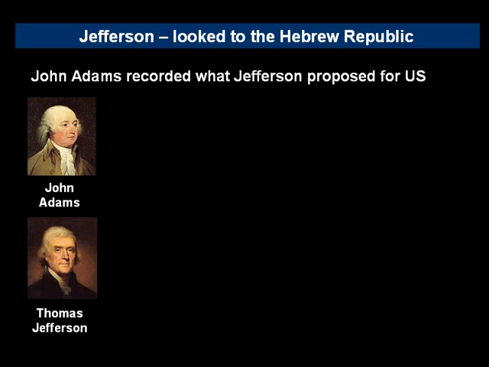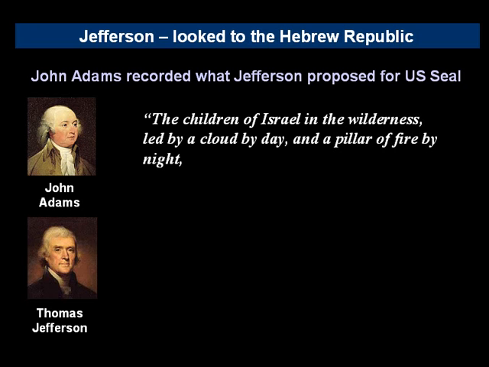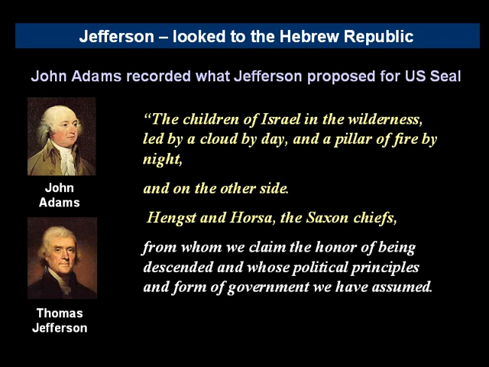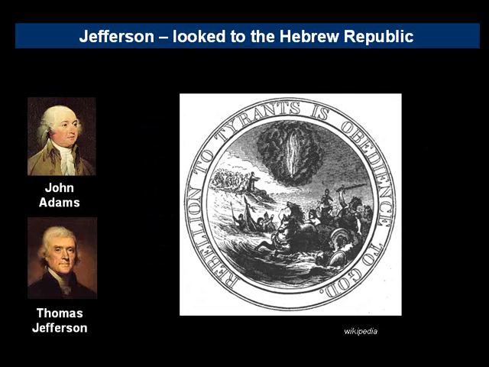John Adams said this. He recorded what Jefferson proposed for the U.S. seal. This was what Jefferson said: "The children of Israel in the wilderness led by a cloud by day and a pillar of fire by night. And on the other side, Hengst and Horsa, the Saxon chiefs, from whom we claim the honor of being descended and whose political principles and form of government we have assumed." And the Saxons were actually putting into practice the same concepts of the Hebrew Republic. And here's an artist's rendering of what that seal might have looked like if it had actually been implemented.